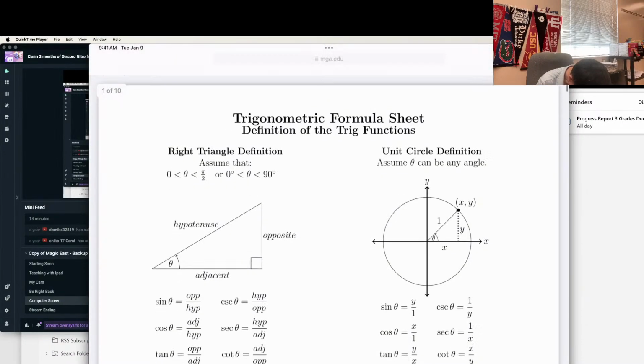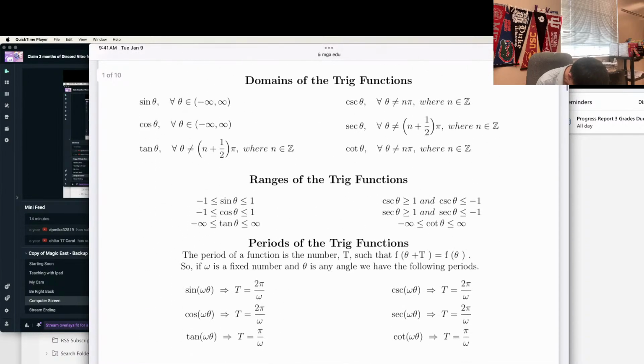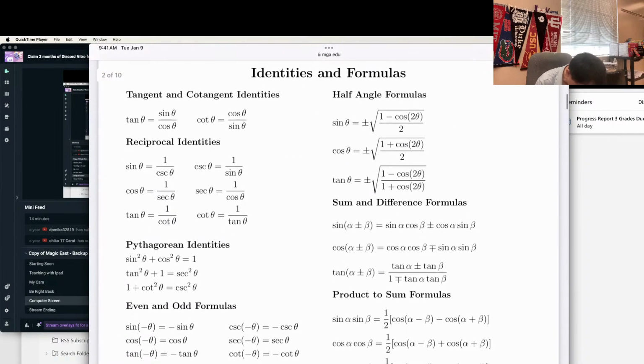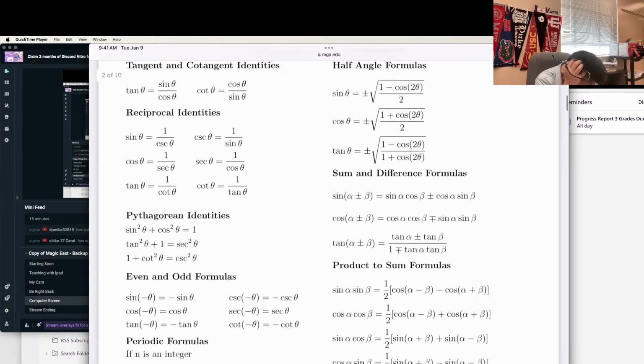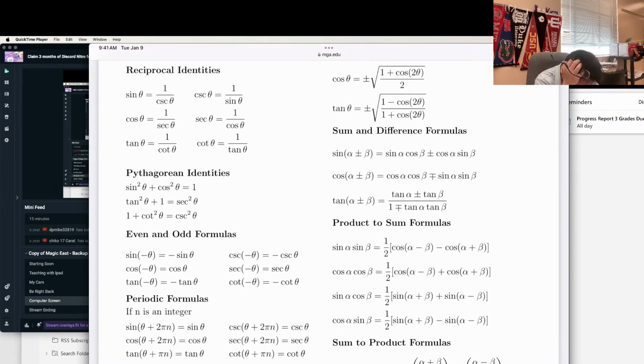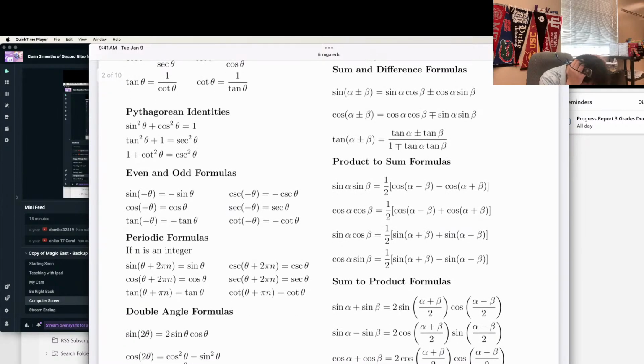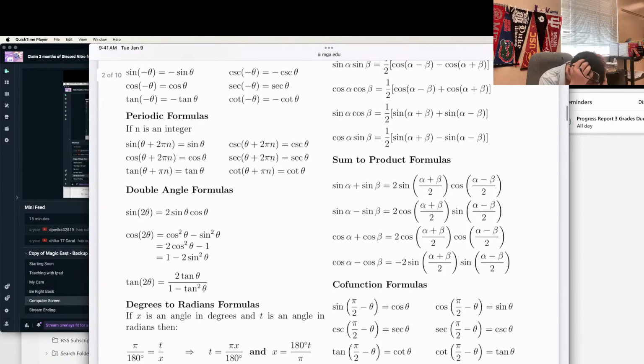Trigonometry formula sheet. There you go. Yeah, this is good. Okay. So you see that we already talked about tangent is equal to sine over cosine. Cotangent is cosine theta over sine theta. Reciprocal identity, we finished that. Pythagorean identity, we finished that. Even and odd function, I will spend some more time on later, but it's important. But double angle formula, we finished 2 sine theta cosine theta. Do you see all that?